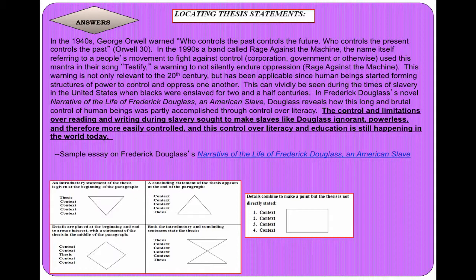Answers. The thesis comes at the end. The control and limitations over reading and writing during slavery sought to make slaves like Douglass ignorant, powerless, and therefore more easily controlled, and this control over literacy and education is still happening in the world today.